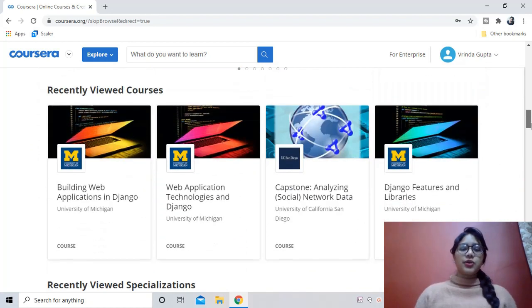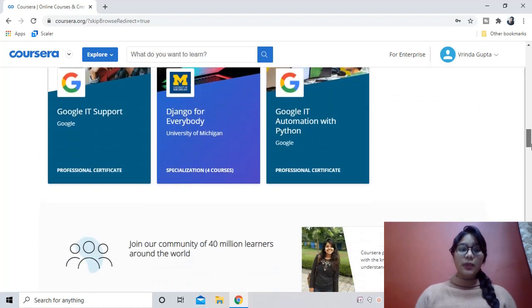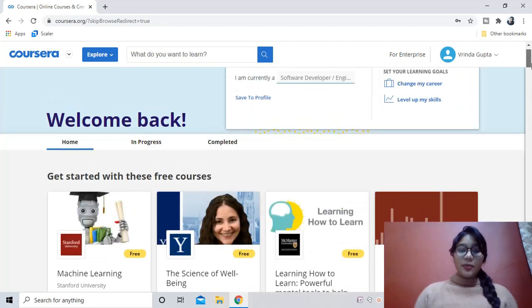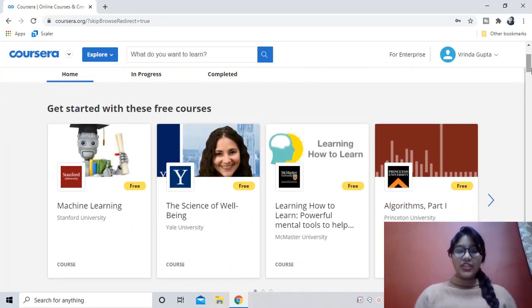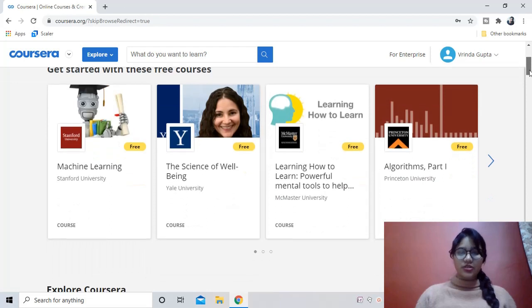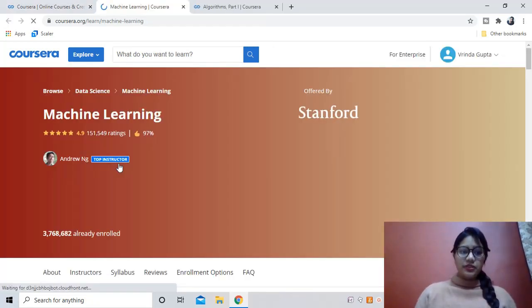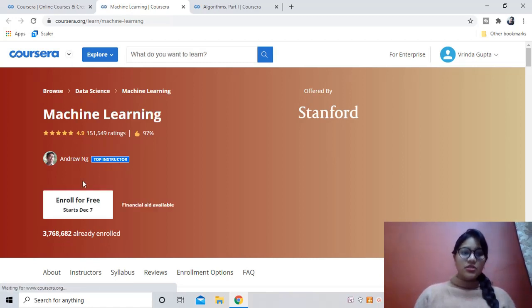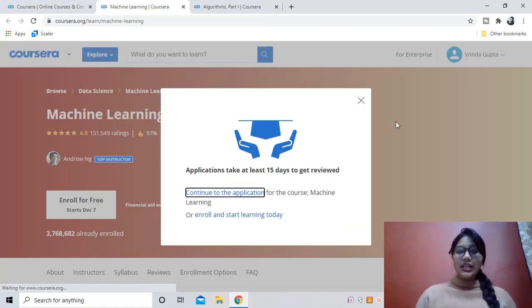So the first process by which you can get free certificates is by applying for financial aid. But there is one limitation, that financial aid is not for specializations. There are many specializations that include 4 to 5 courses, but you can get it for some particular courses. For example, we open this machine learning course which is offered by Stanford University. You can see that there is an option to enroll for free, and you can also see that here it is written financial aid available. Financial aid means that they'll provide you the course for free, and you will also get a certificate for the same.